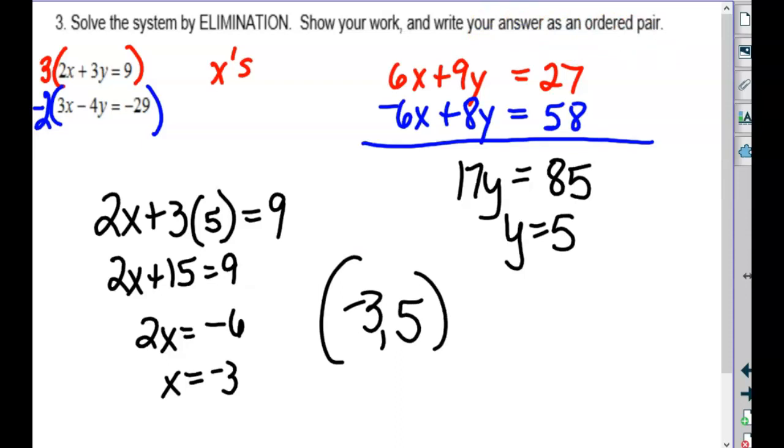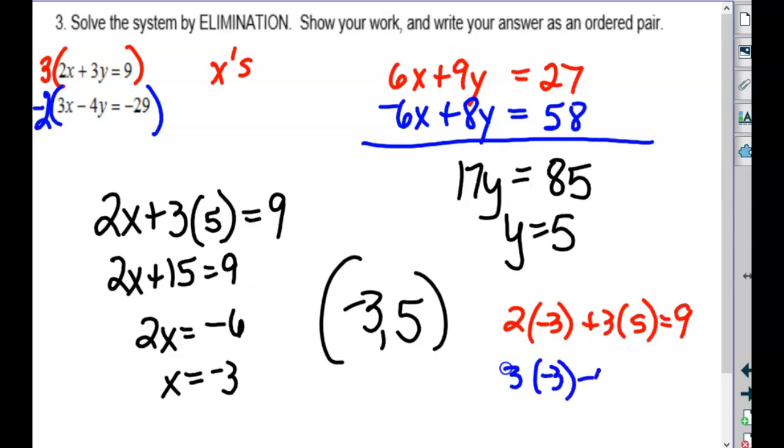And if I wanted to check it, 2 times negative 3 plus 3 times 5 is supposed to equal 9. Somebody check that one while I write down the other one. 3 times negative 3 minus 4 times 5 is supposed to equal negative 29. The second one works. The first one works too, I think. We good?